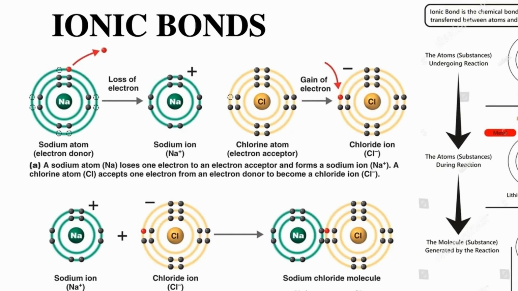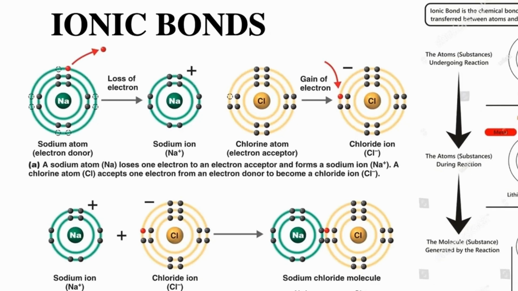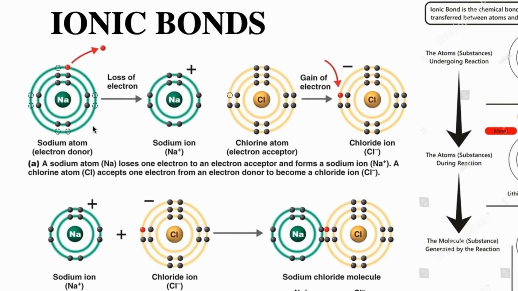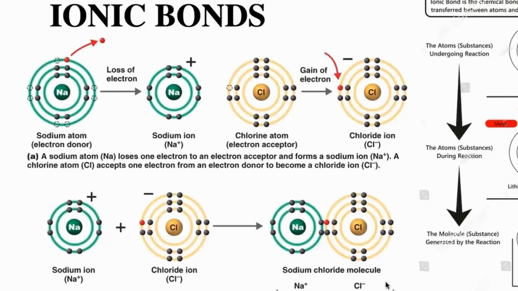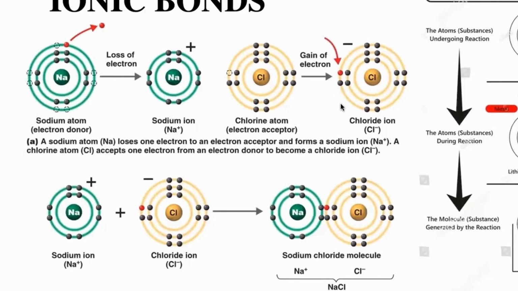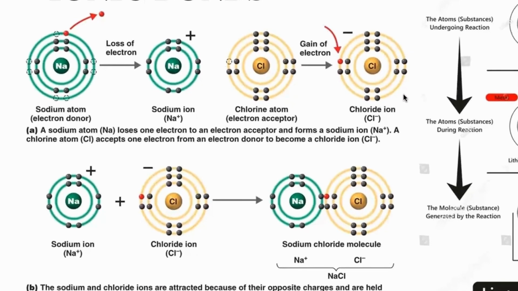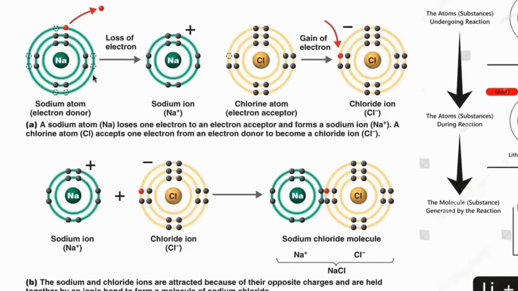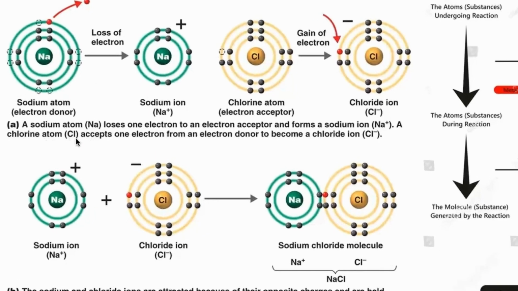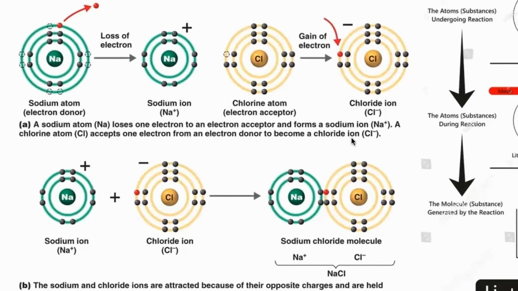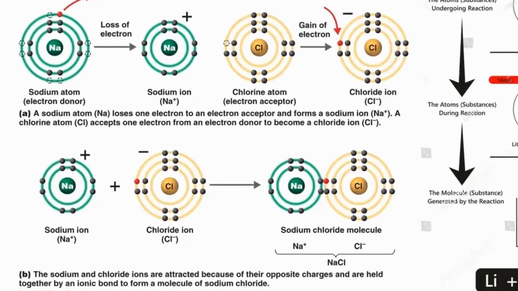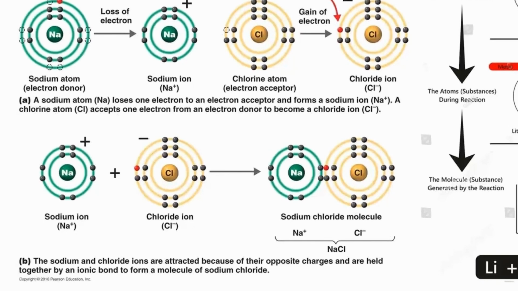In this case, a sodium atom will form an ionic bond with chlorine, where you actually have a loss of an electron for sodium to produce a sodium ion. So in that case, the chlorine will gain an electron while the sodium atom will lose an electron. A sodium atom loses one electron to an electron acceptor and forms a sodium ion, and a chlorine atom accepts one electron from an electron donor to become a chloride ion.